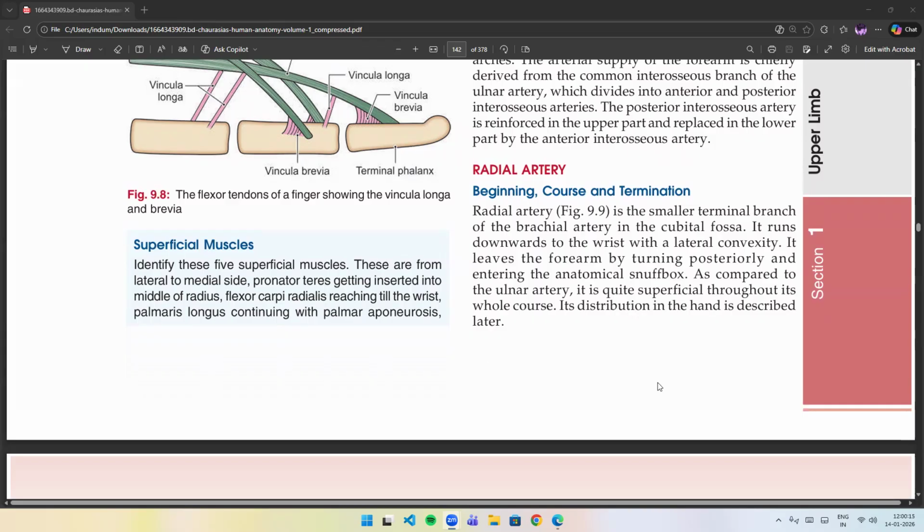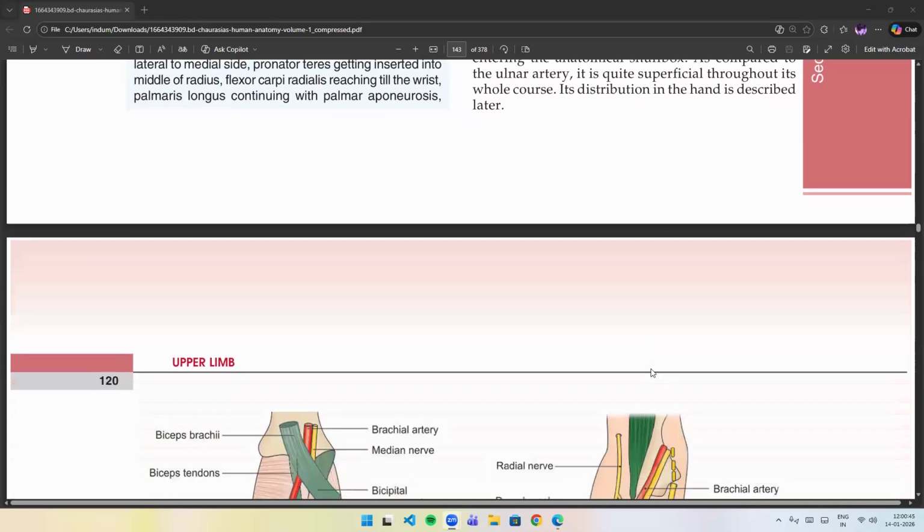Radial artery, figure 9.9, is the smaller terminal branch of the brachial artery in the cubital fossa. It runs downwards to the wrist with a lateral convexity. It leaves the forearm by turning posteriorly and entering the anatomical snuff box. As compared to the ulnar artery, it is quite superficial throughout its whole course. Its distribution in the hand is described later.